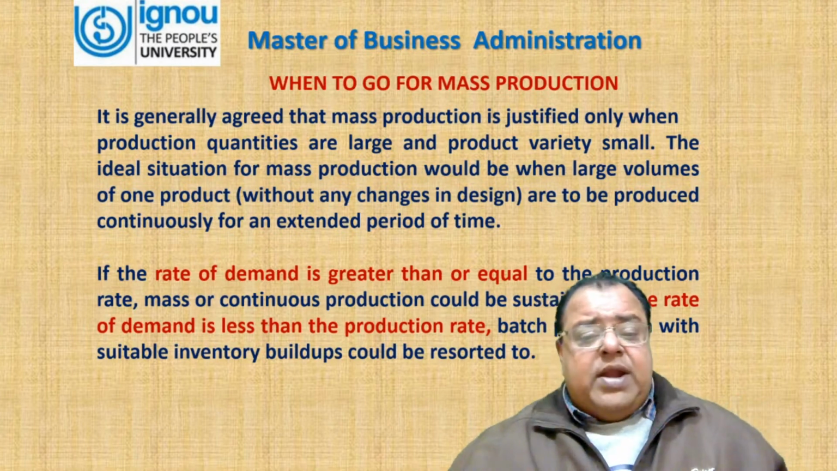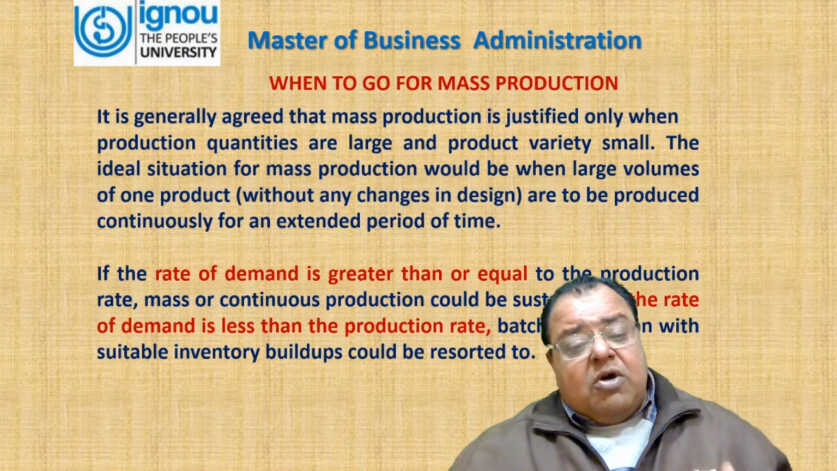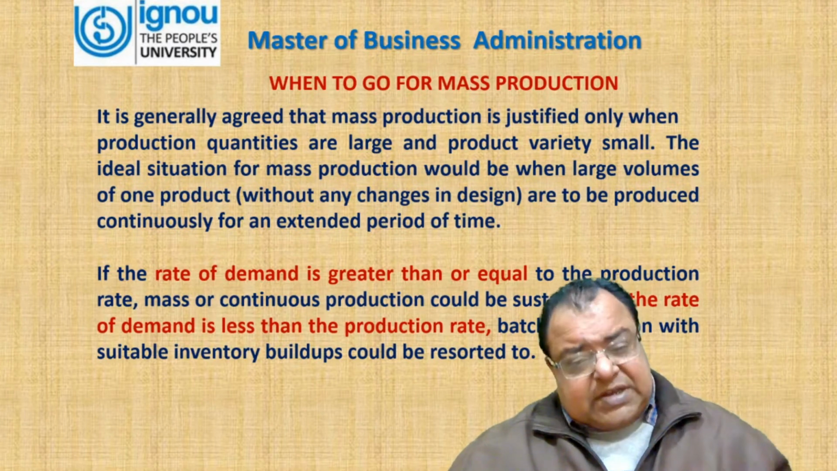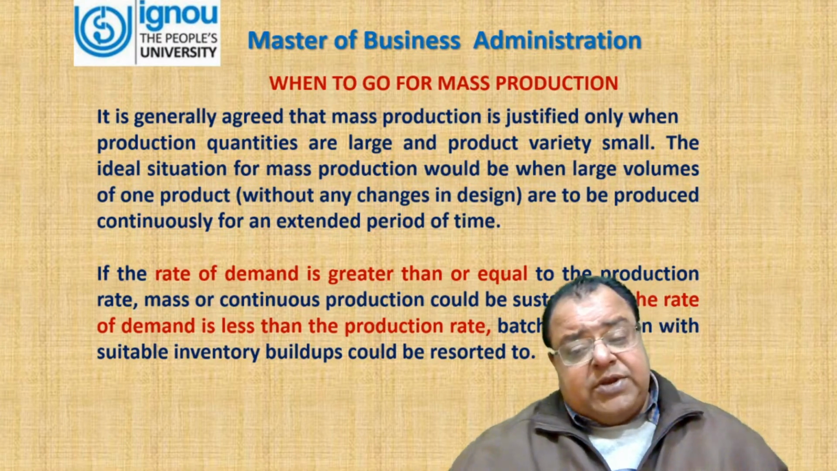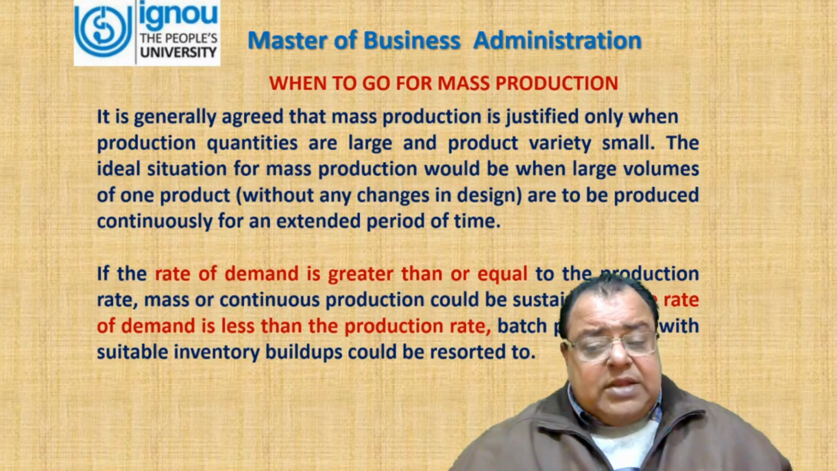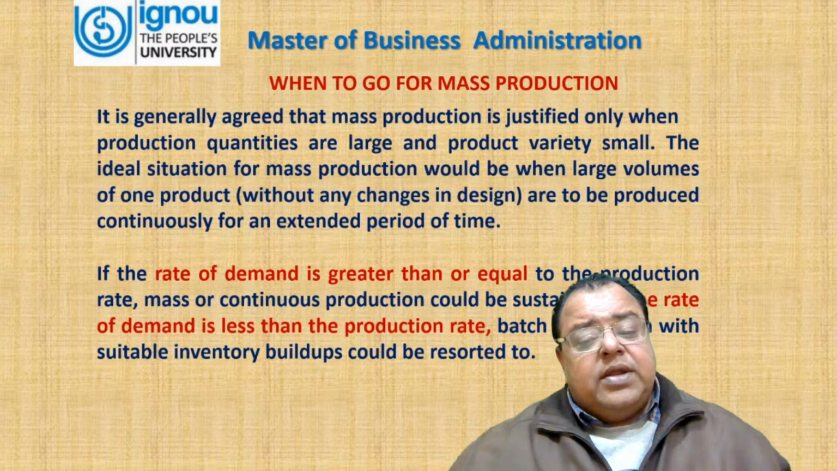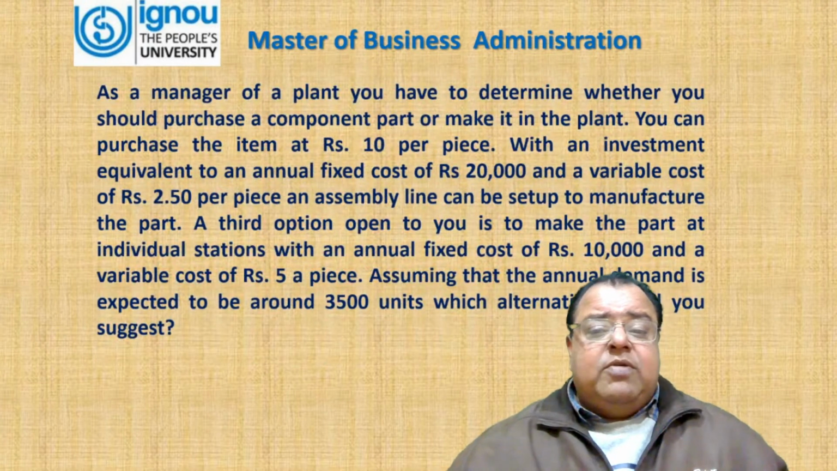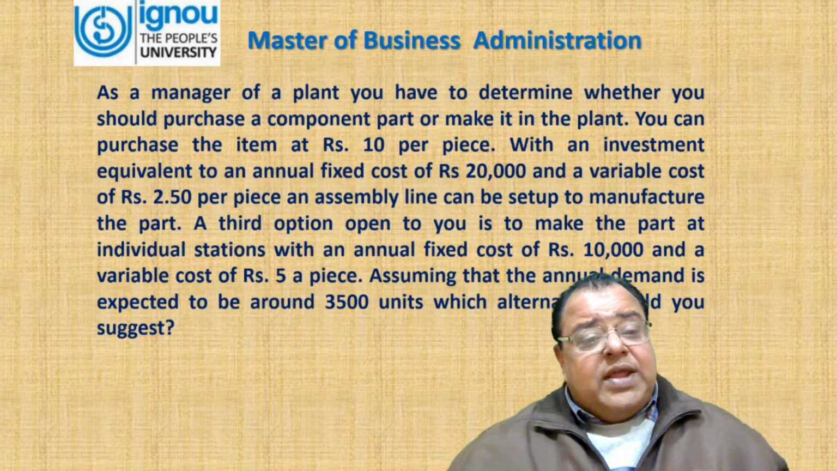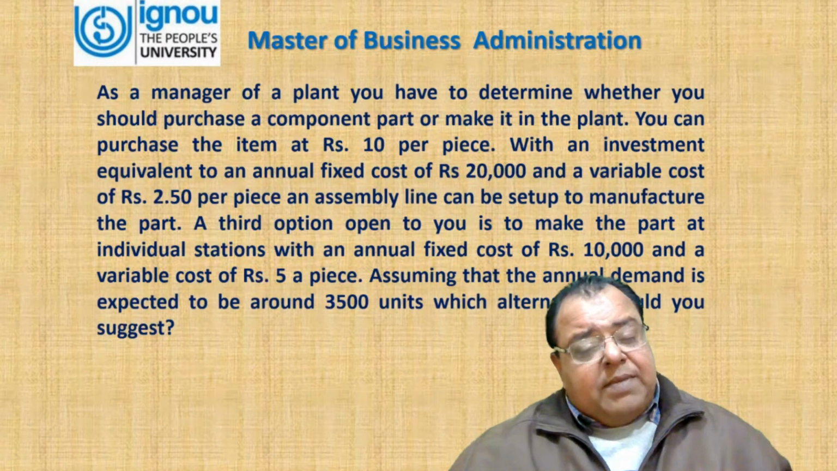If the rate of demand is greater than or equal to production rate, mass or continuous production should be sustained. And if the rate of demand is less than the production rate, then batch production with suitable inventory buildups can be resorted to. As a manager of a plant, you have to determine whether you would purchase a component part or make it in the plant.